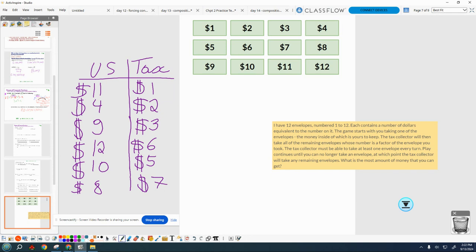Okay guys, so Raul says, I'm gonna take $11. The only thing that goes into 11 is 1. Excellent first choice, prime number, it's the way to go. Pick the biggest prime number. Then he's like, all right, now I'm gonna take this 4. Tax collector gets 2. You're winning in the money. Then 9, tax collector takes the 3. And then take the 12, tax collector takes 6. Take 10, tax collector gets 5.